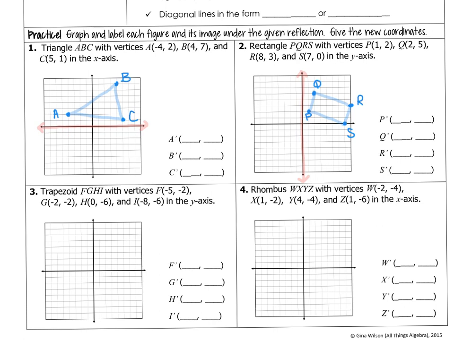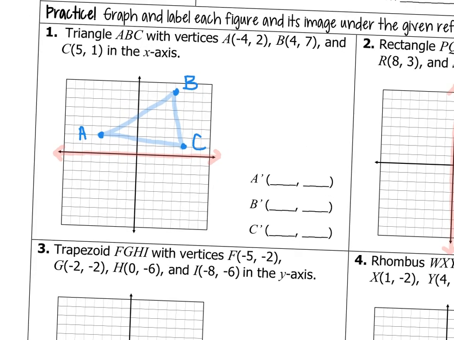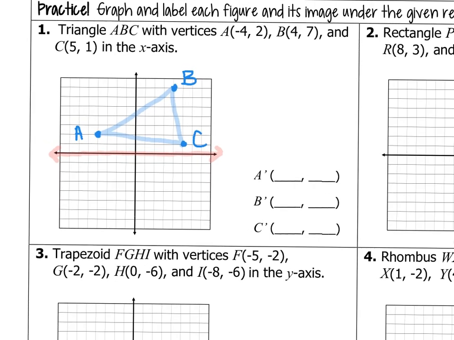that new point. Let me try to zoom in so we can see it better. So I'm going to label my new point, again, it's 2 away, 2 away. I'm going to label my new point A prime. Ooh, that looks bad. All right, B looks like it is 1, 2, 3, 4, 5, 6, 7 away. So I'm going to go 1, 2, 3, 4, 5, 6, 7 away, and I'm going to plot B prime right down there.